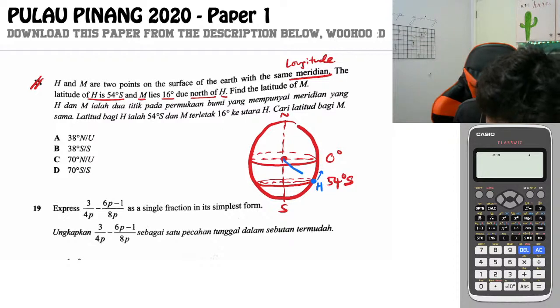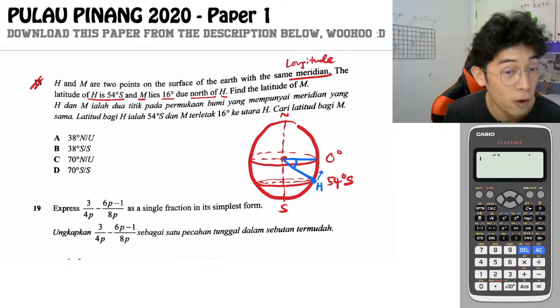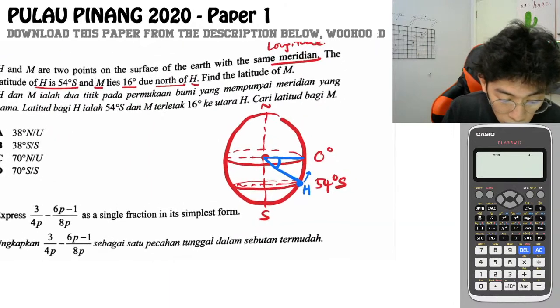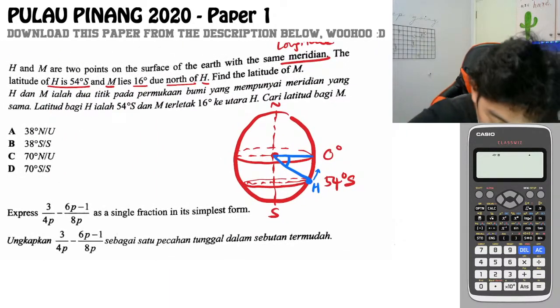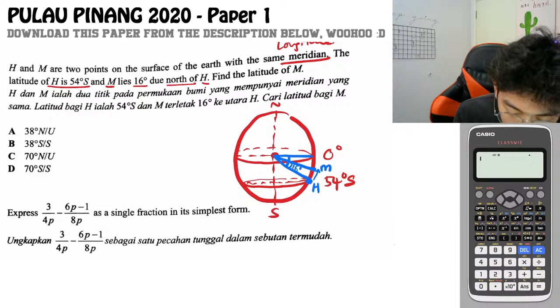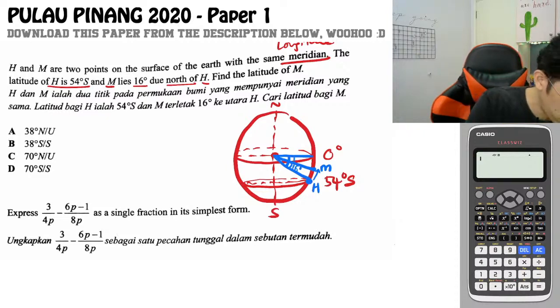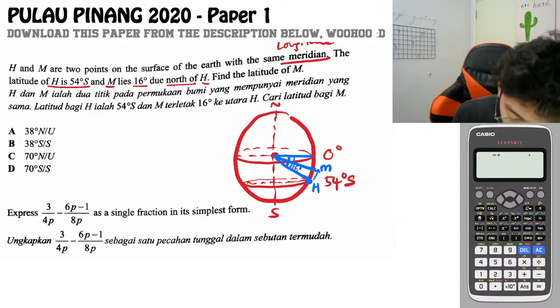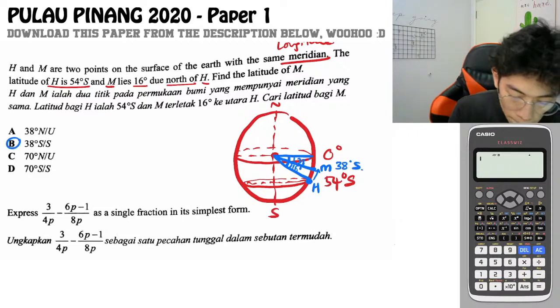Wait, let me show you something first. This is 54, by the way. If you go up like 16 only, it's like this one, you know. This one is 16. You saw that. And this is going to be your M. So in order to get this part, do you notice you need this angle on the top? So you just get your 54 minus your 16. So you get 38. So your answer is 38 south. That's why I say nothing special. Answer is B. Okay, next.